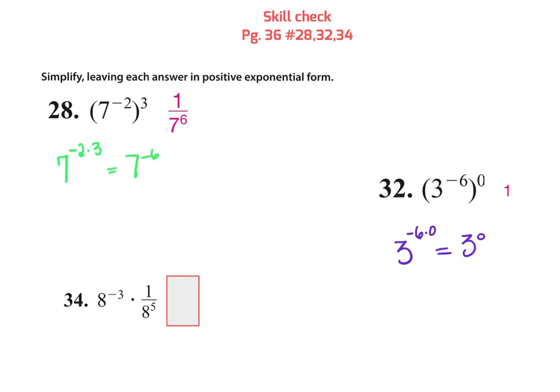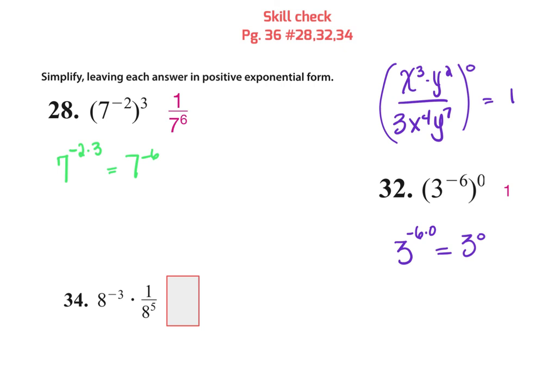And by the way, I didn't even have to do a power to a power. It doesn't matter how big the inside is. You could have this. You don't even have to work it out. If the entire group is to the 0 power, your answer is 1. All right, last one. All right, this one's a little bit tricky.